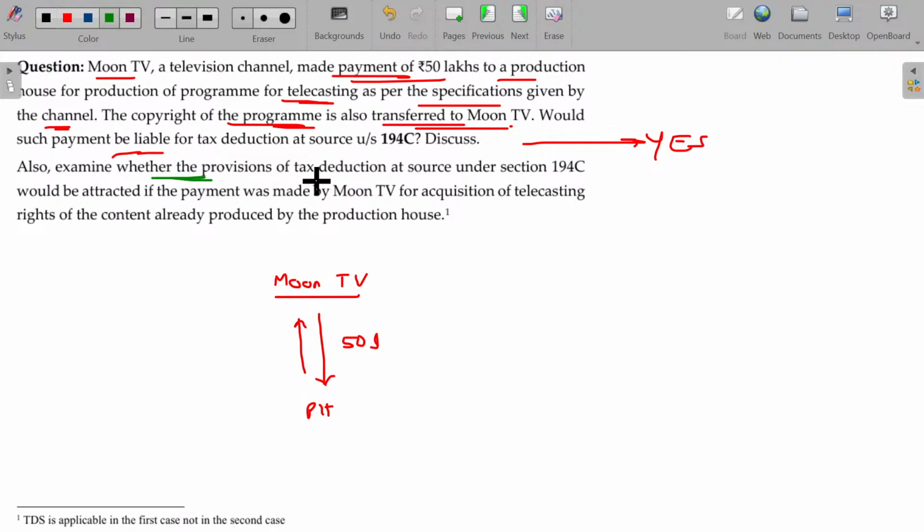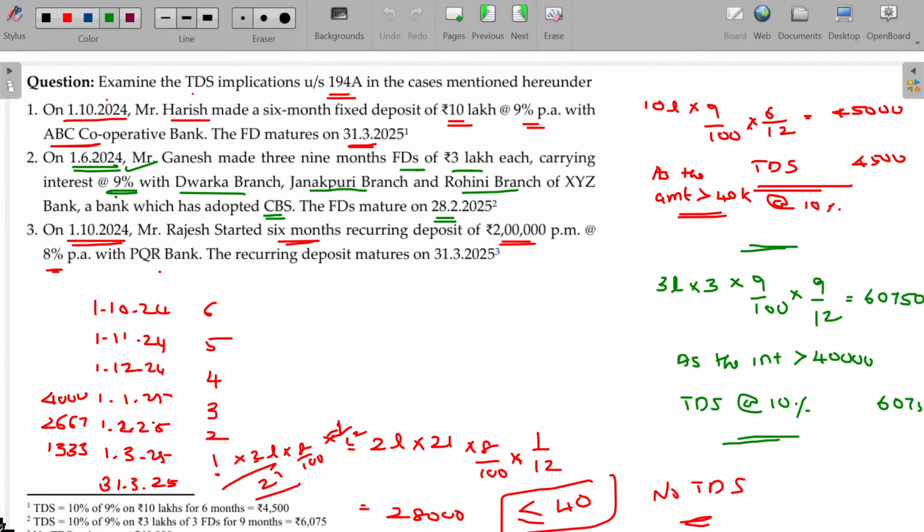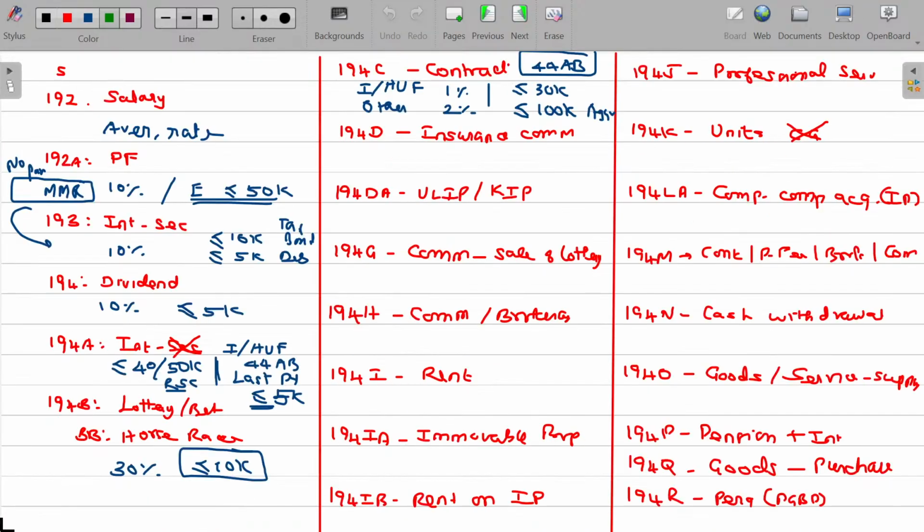Also examine whether the provisions of tax deduction at source under section 194C would be attracted if the payment was made by Moon TV for acquisition of telecasting rights of the content already produced by the production house. No, in this case, no, because it's already available. So 194C is applicable only if it is for business purpose. Personal purpose not applicable. This one should also be noted as a core point.